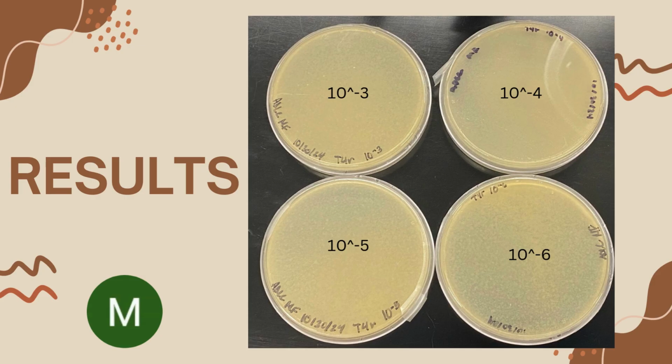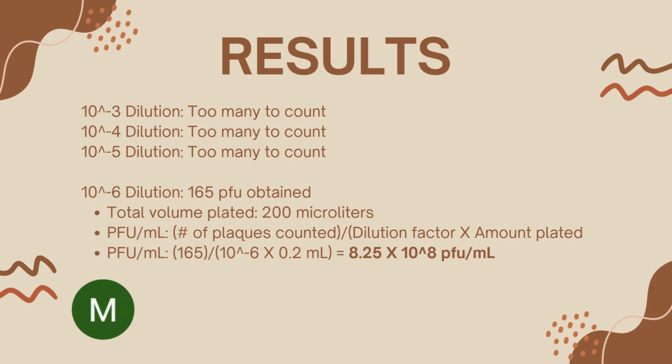And these were the results of our bacterial plates after incubating. As we can see, there is bacterial growth present, and there's the presence of plaques, which indicates that the phage was successfully isolated and grown on the bacterial plates. However, we saw that the dilutions were not enough, as 10 to the negative 3, 10 to the negative 4, and 10 to the negative 5 had too many plaques to count. However, 10 to the negative 6 showed that there was 165 plaque forming units obtained.